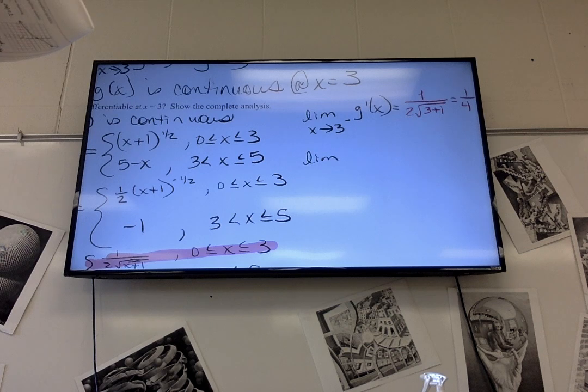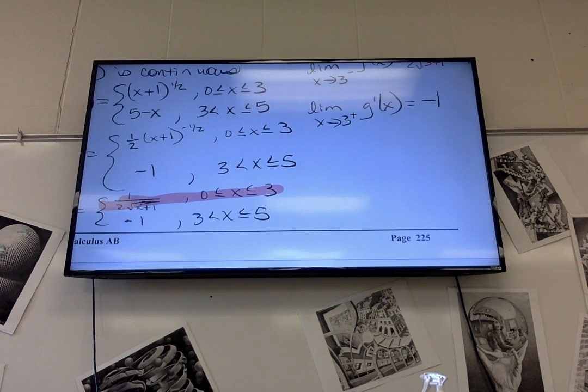Then the limit as x approaches 3 from the right. It's negative 1. They're not equal. It does not exist. So the limit of g prime of x as x approaches 3 does not exist because those two limits are not equal to each other. Therefore, not differentiable.